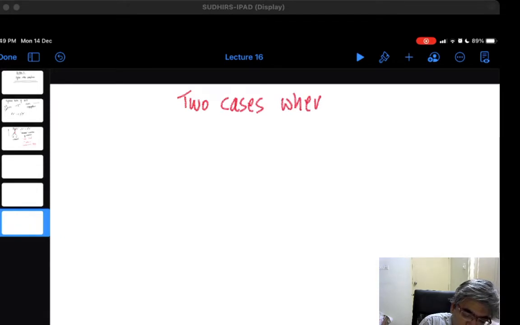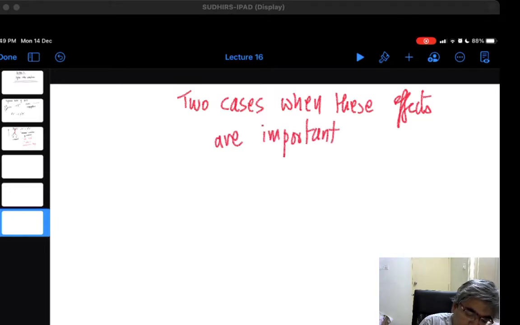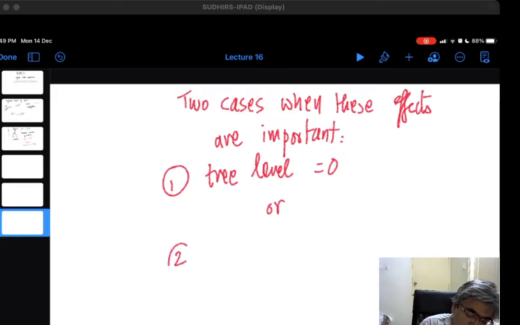When these effects are important: one, tree level is equal to 0, or two. When the tree level is 0, that means the first corrections come from higher order corrections essentially. So the first effects of some process in which the tree level contribution goes to 0. There are effects like that. We will give one of the examples.